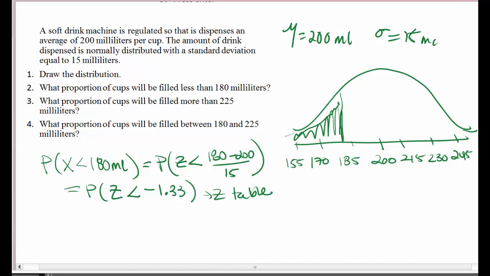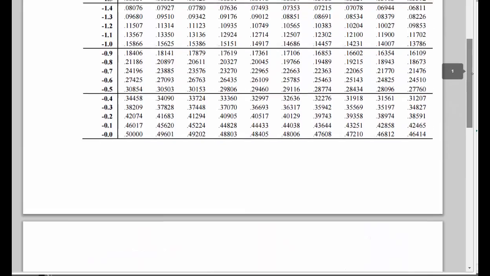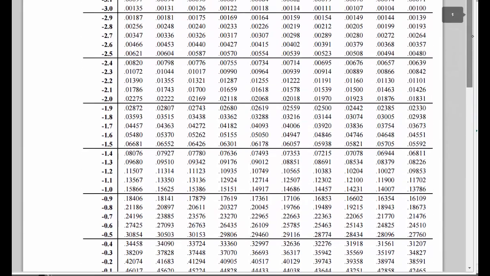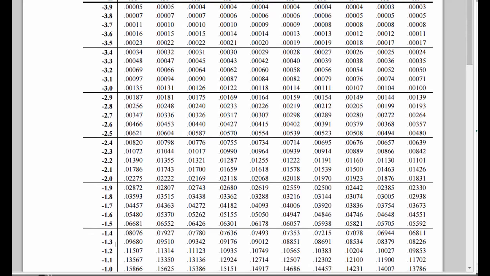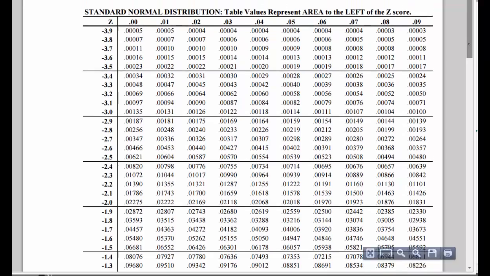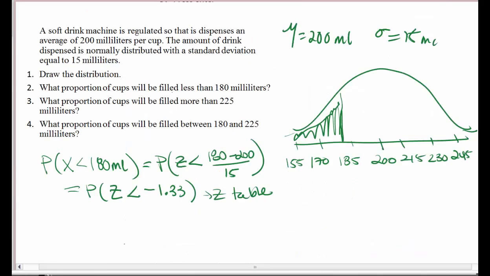So let's go over to the standard normal table. And we need to find the beginning of our z-score. So we need to find a negative value, and this should be negative 1.3. And then we need to find the hundredths place of 0.03. So that's this fourth column over. That's 0.03. You guys can see that okay. And we see that the area that falls below the z-score of negative 1.33 is 0.09176. So that's the answer to this problem.